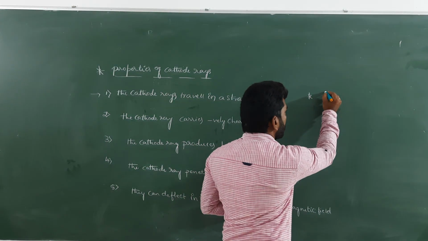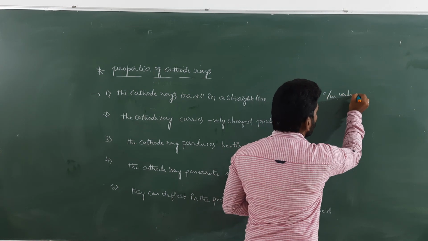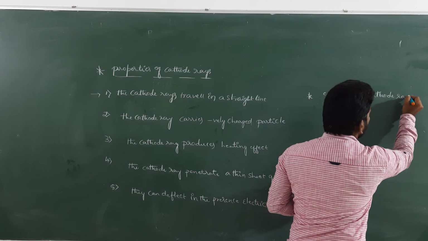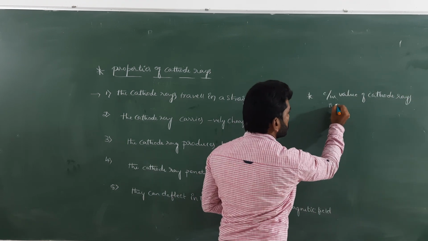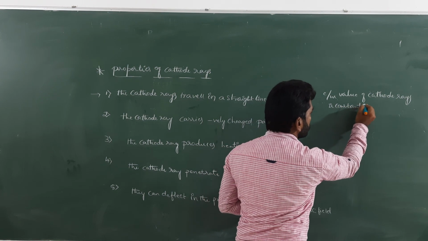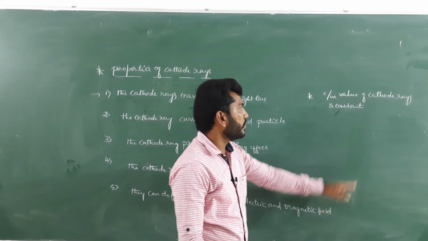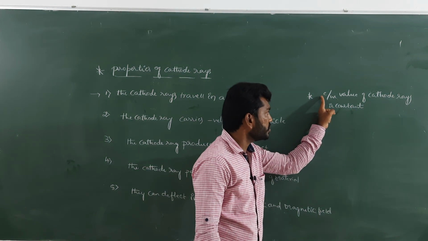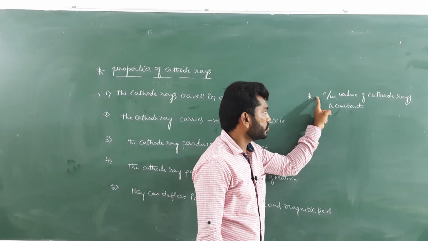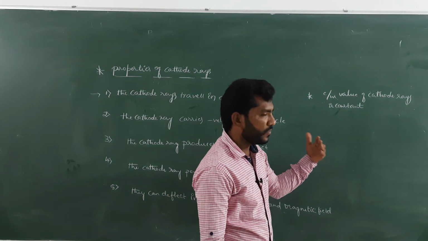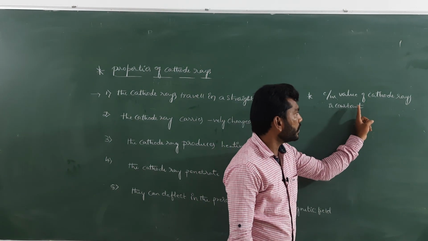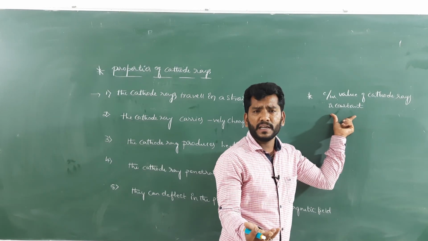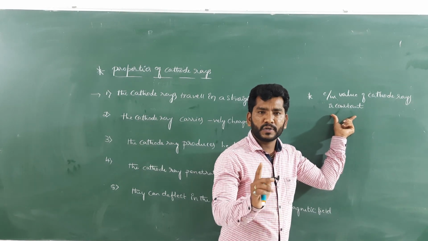Write down: the e/m value of the cathode ray is constant. I mean to say that the ratio of charge and mass, the value we get for the cathode ray, would be constant. Why? Because you can take any gas, and in that gas the electron cannot be changed.